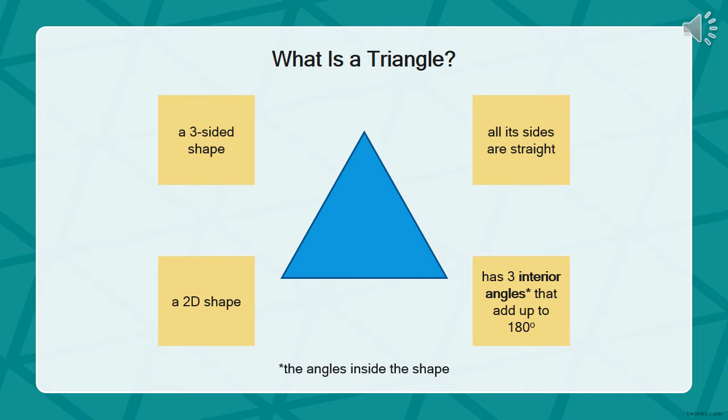So let's look at what a triangle is. A triangle is a three-sided shape. It's a 2D shape. All its sides are straight and it has three interior angles that add up to 180 degrees. That final fact is one that you will need to really remember today, as that will come in very handy.